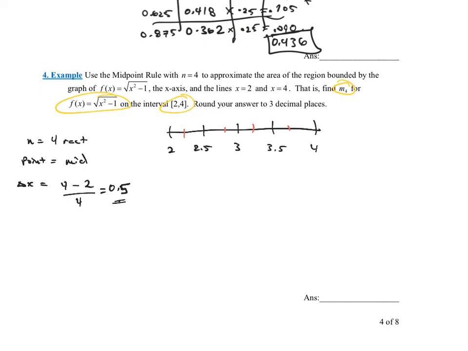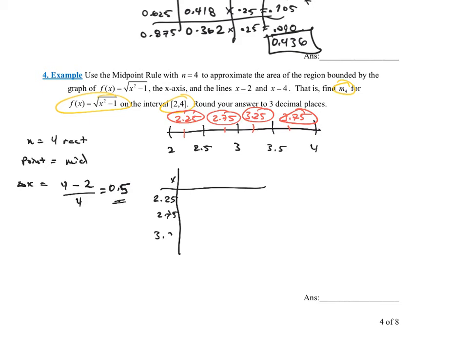Halfway between 2 and 2.5, add them together divided by 2 is 2.25. 2.5 plus 3 divided by 2 is 2.75. 3 plus 3.5 divided by 2 is 3.25. 3.5 plus 4 divided by 2 is 3.75. So these are the 4 points that I'm going to use to determine the height of each one of my rectangles. So again, we need those x values, which was 2.25, 2.75, 3.25, and 3.75. Those are all the values I'm plugging in.